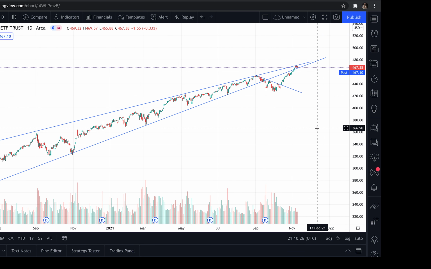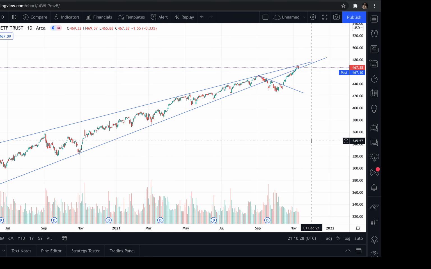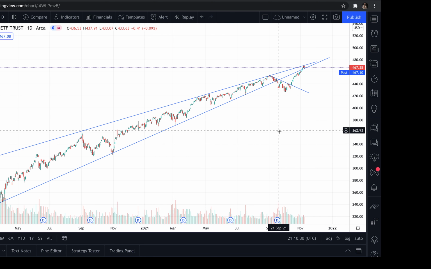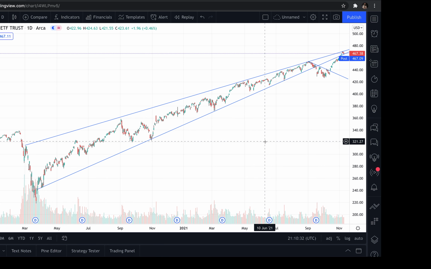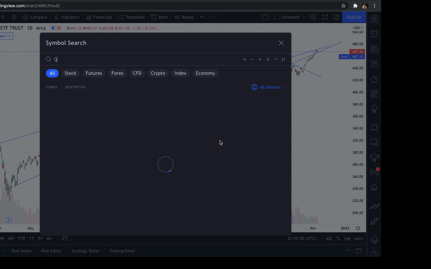That's called contextual analysis, and that all comes with experience. Don't worry about that. We will get into that later on. But for now, I'm going to switch to another stock.